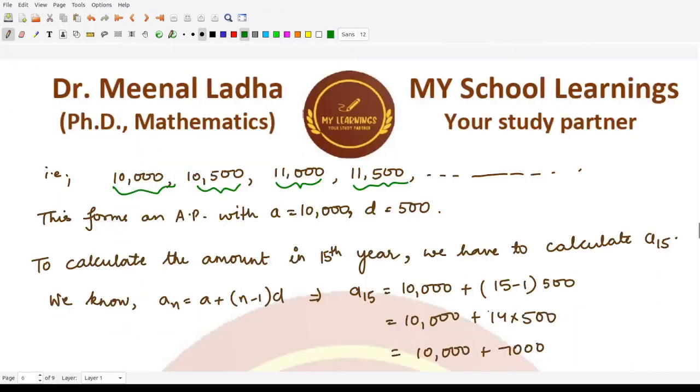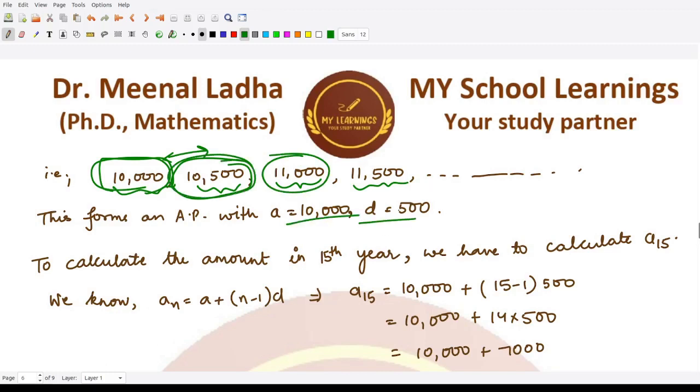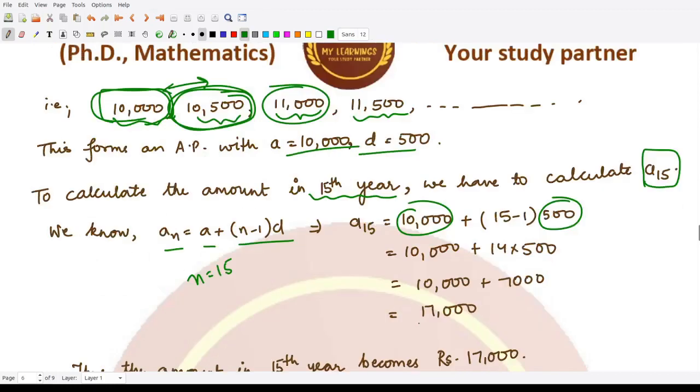So this forms an AP with the first term as 10,000, right? The common difference as 500, because each year you see 500 is being increased. So the difference of the second term with the first term is 500, third term with second term is also 500. So your common difference is 500. Now to calculate the amount in the 15th year, we have to calculate the 15th term, which is A15. So you know the formula for the general term an, which is a plus (n minus 1)d. So you can substitute n equals 15 here, the value of a as 10,000, the value of d as 500, and solve it here. Once you solve it, the amount comes out to be 17,000 in the 15th year.